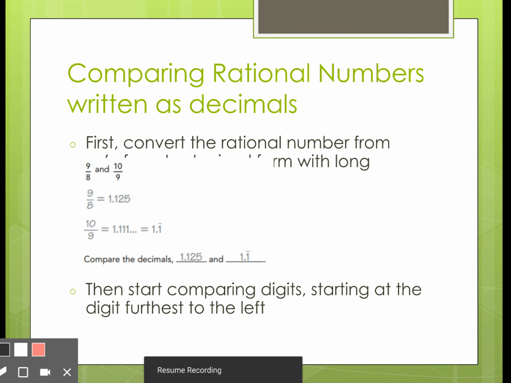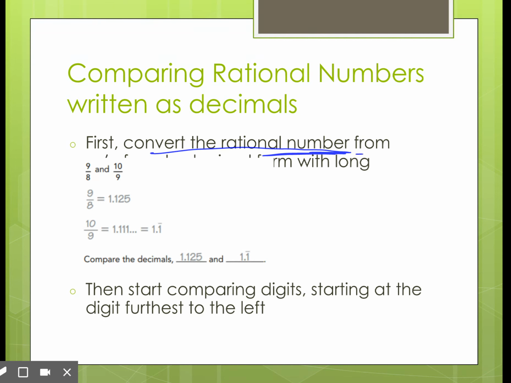Comparing rational numbers written as decimals. This got a little cut off, but it's really important anytime you're dealing with a rational number. If you want to compare it, the best way to do it is to convert it to the decimal form using the long division. That's what got cut off. No big deal. So 9/8 and 10/9. 9/8 got converted with long division to 1.125 and 10/9 to 1.111 repeating.